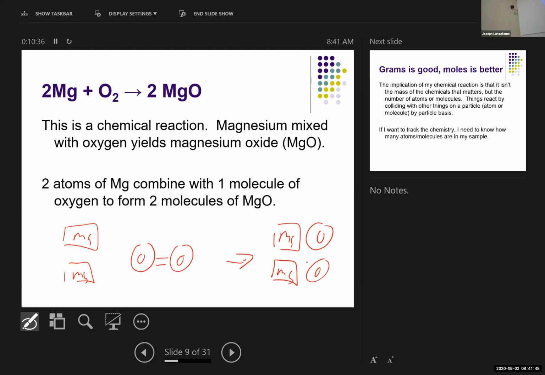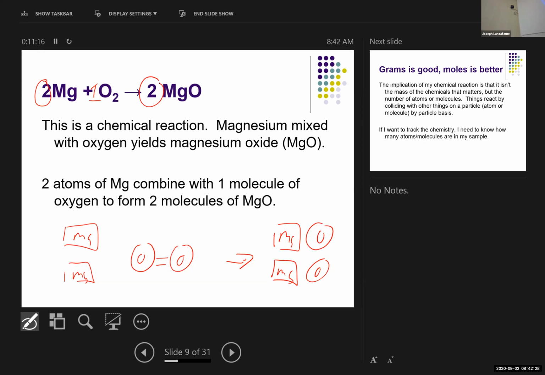And so if I'm going to do that recipe, I need two magnesium atoms for every one oxygen atom, and I will get two magnesium oxide molecules. That is what my balanced equation up here is telling me. I need two of these. Implicitly, there's a 1 here, and I get 2 of those. It's really a counting issue.